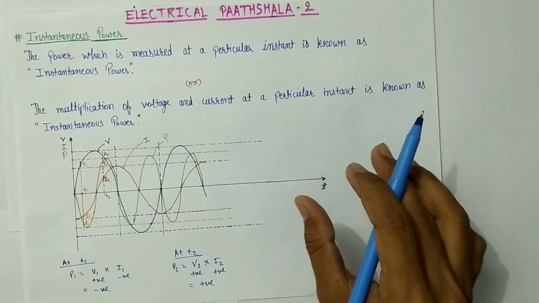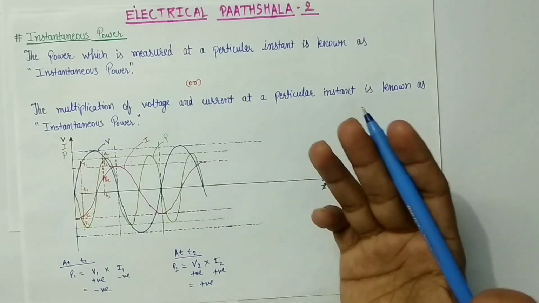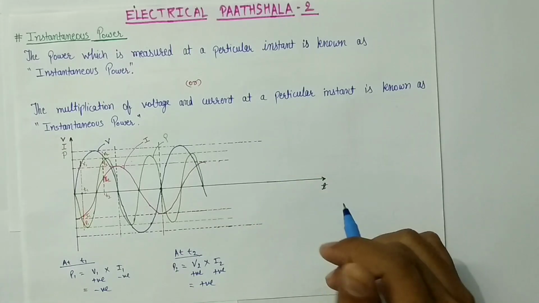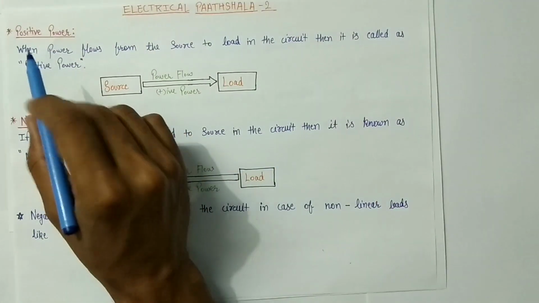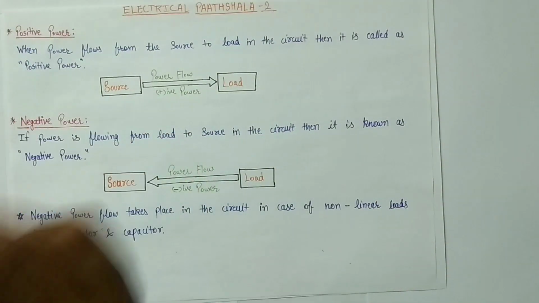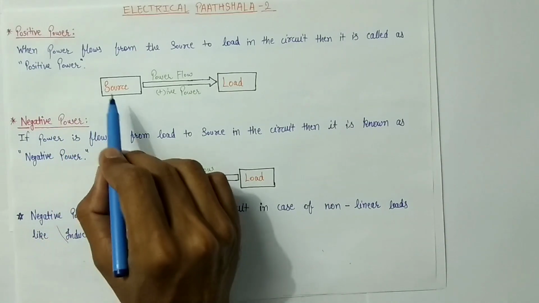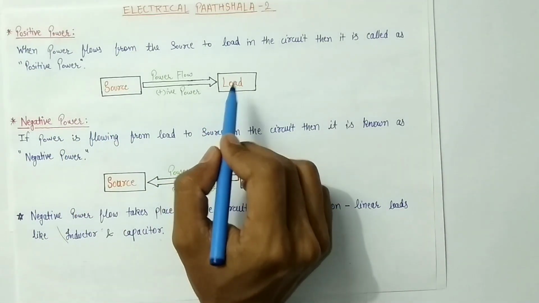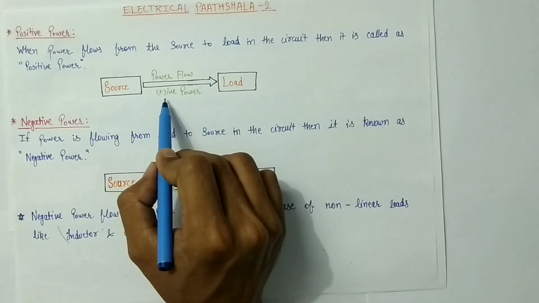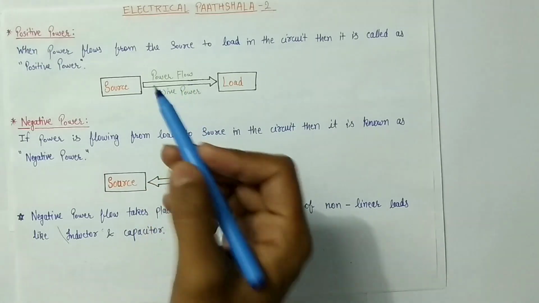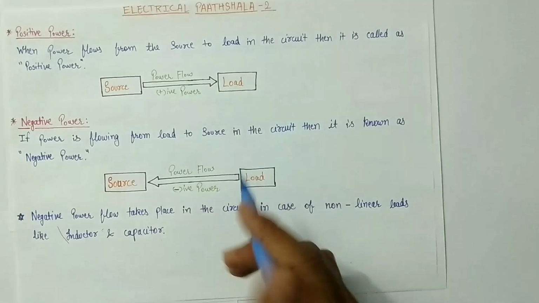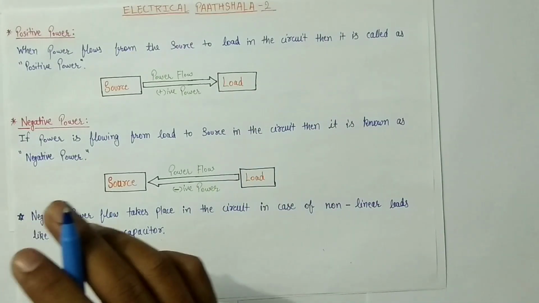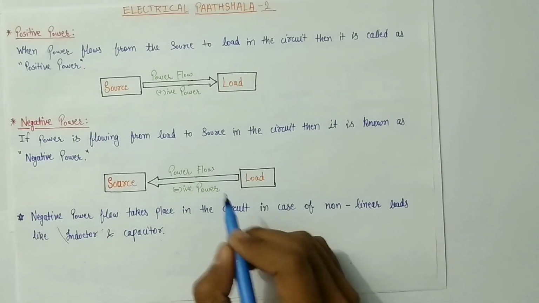Now most of you must be wondering that what is negative power, how power can be negative. So let's see that. So guys, power can be positive and negative as well. When power flows from the source to the load, in this condition we say that power is positive. Now in some cases, power can flow from the load to the source. Now in this case we say that power is negative.